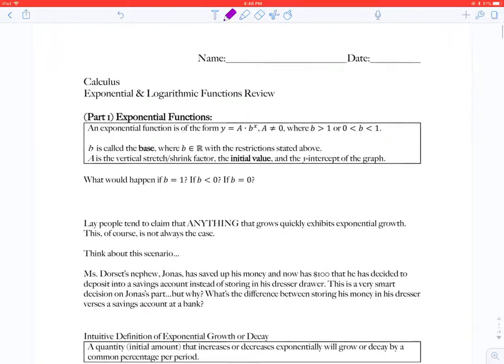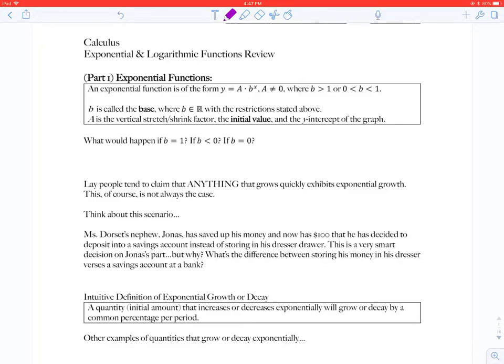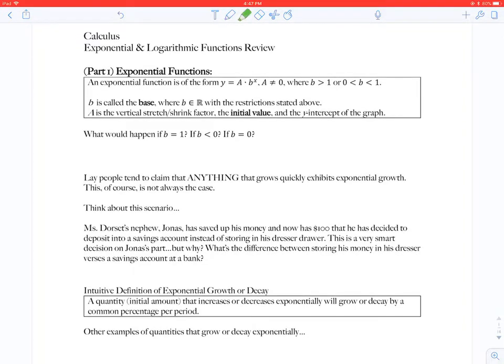Okay, so this is our review on exponential and logarithmic functions, and then we're also going to do a little review of solving exponential and logarithmic functions. So we have the definition of exponential functions, right?